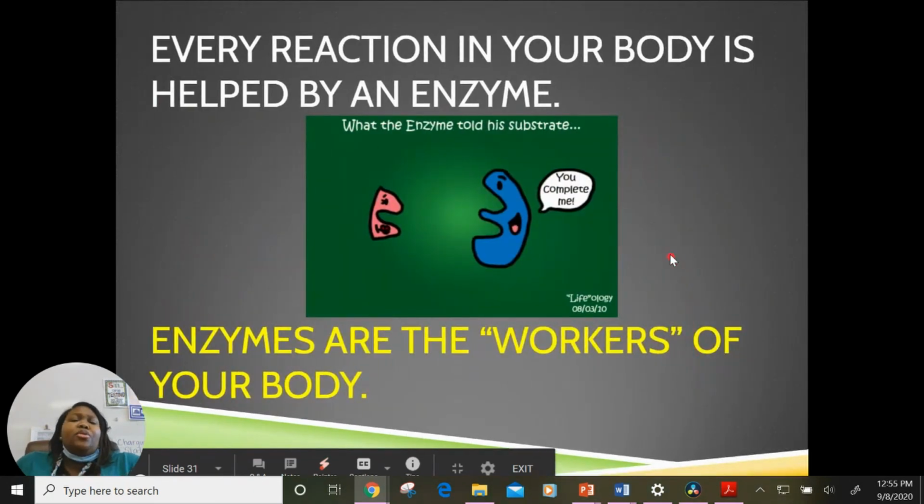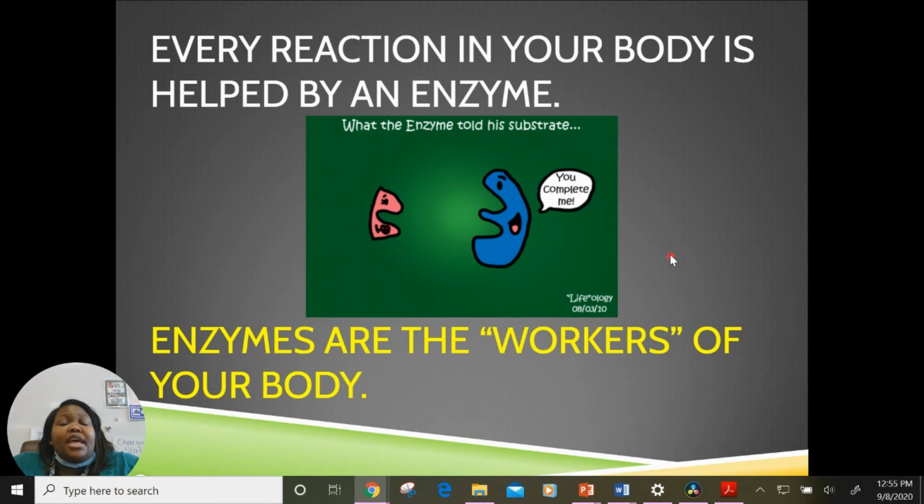So essentially, enzymes are important because every reaction in your body is helped by an enzyme. And enzymes are what we like to call the workers of the human body or the workers of living things.